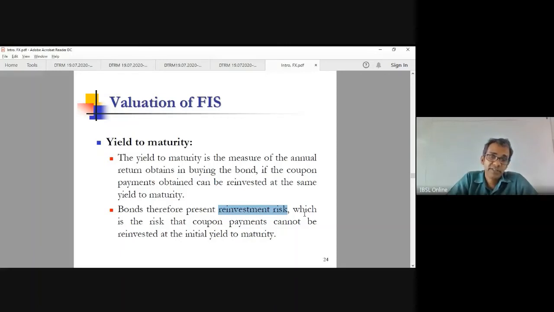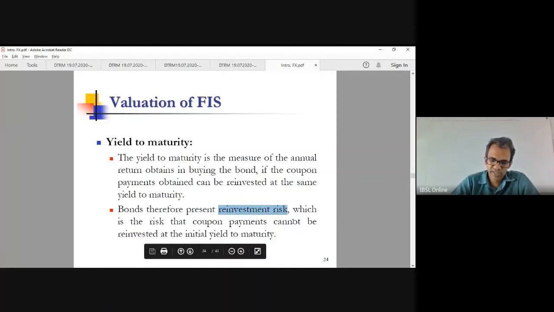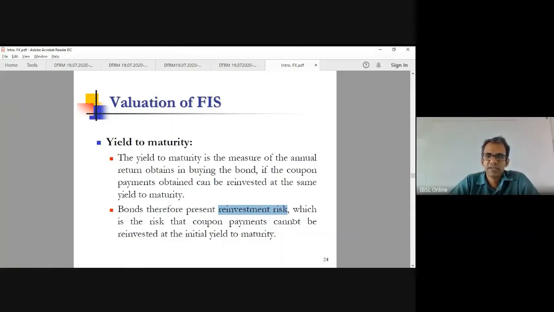But if you can reinvest it at a higher rate, you may be able to realize a higher rate than the yield prevailing as of today. So that's why in a bond, there's a risk. We call that reinvestment risk. To realize the yield as of today, in future you should be able to reinvest cash flows at the same rate. If interest rate moves down, you won't be able to reinvest cash flows at the same rate, and you may not be able to realize the return that you expect at the time of buying the bond.